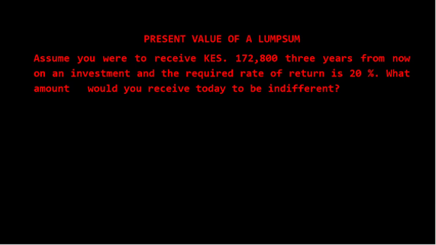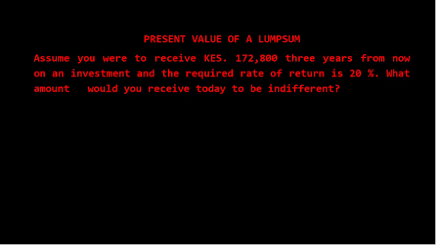The present value of a lump sum. This is normally the value now of some money to be received or to be paid in the future. So maybe somebody gives you a promise of 1 million to be received 3 years from now. You want to know what is the value of that money now. That, of course, is important for you in making a decision.